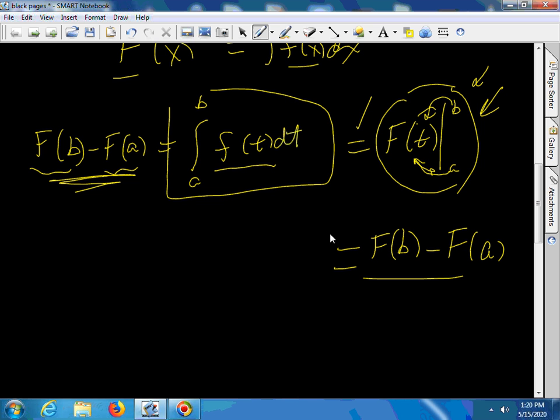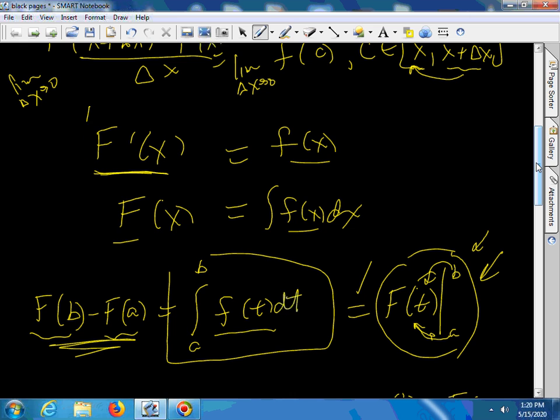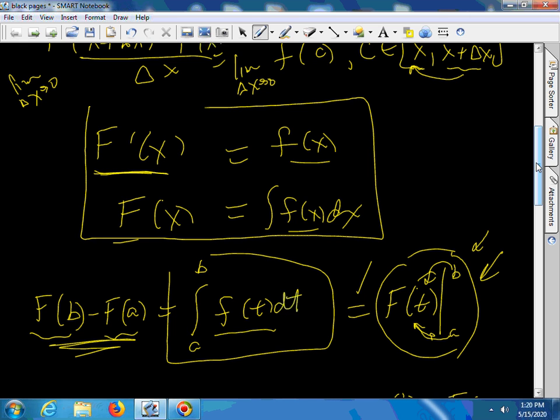Now you know their connection, or one can say connections, between little f and big F, where big F is associated with the area for little f.